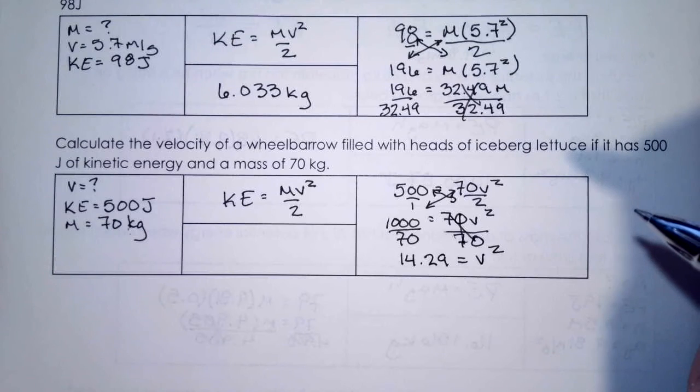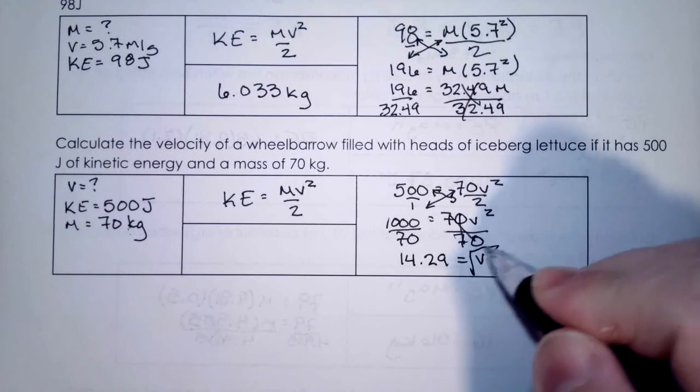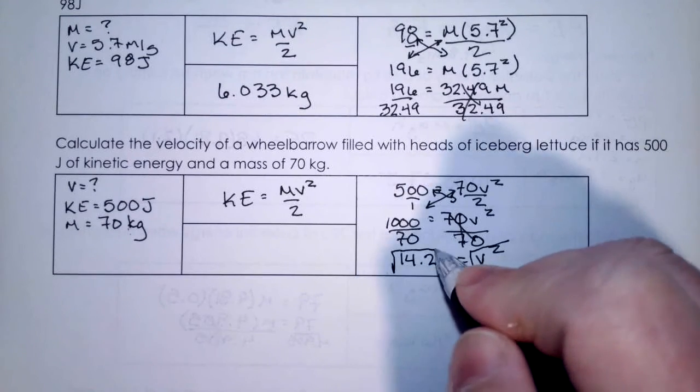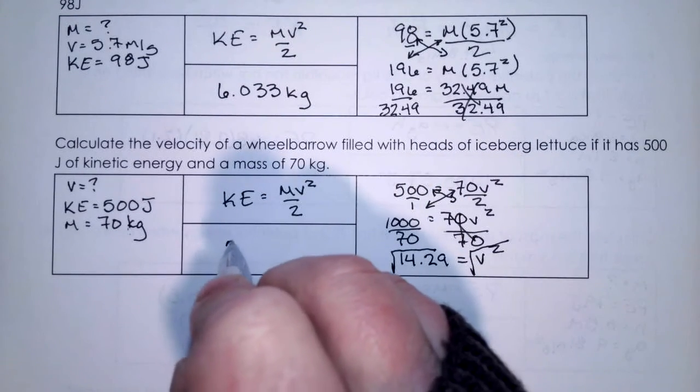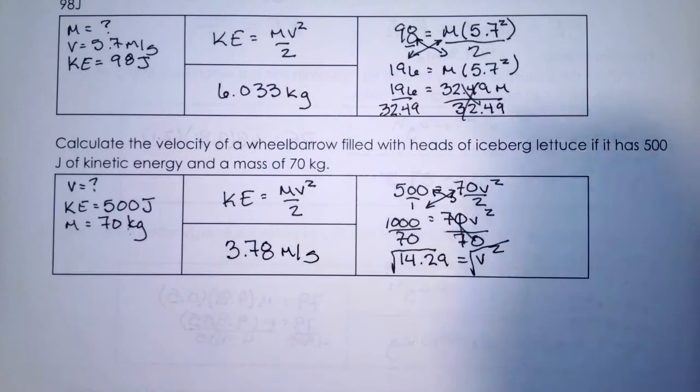Now, here's the tricky part. You're going to do a square root of this. So you're going to square root this side, and you're going to square root that side. And when you do that, you end up with 3.78 meters per second.